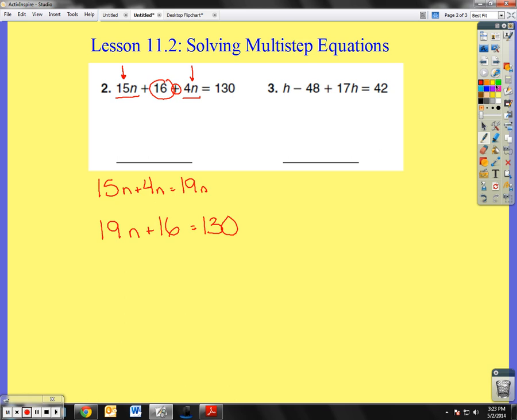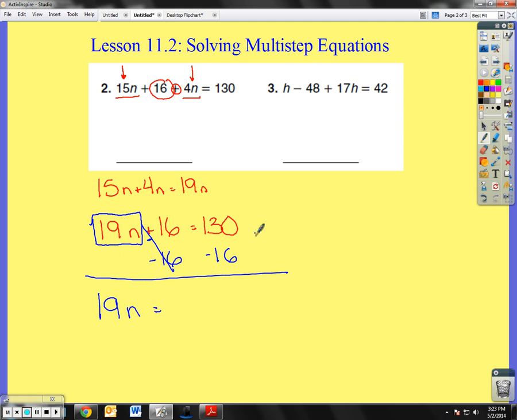Now this gets back to a problem we did the other day in class. We want to keep this here because I have these 19n's over here. I want to evaluate for one n, so I'll keep all the 19 and all the n's over here. I need to get rid of the 16. Now the 16 says to add. The opposite of adding is to subtract. I will subtract 16 from both sides. Now the 16s are gone from here. I just have those 19 n's over here.